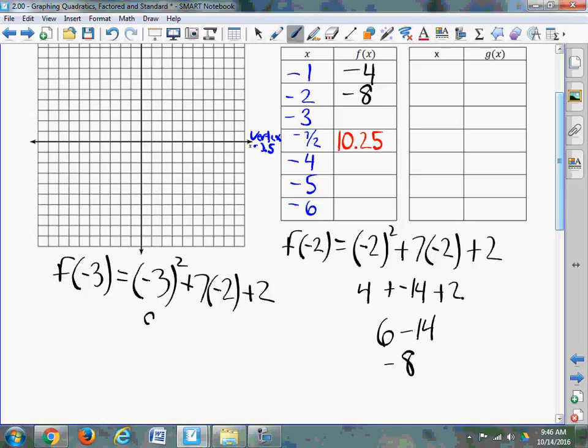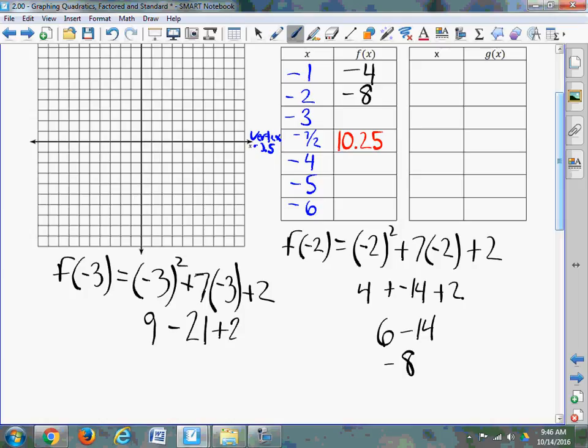-3 times -3 is +9. 7 times -2 is, oops, I wrote a 2. I should have wrote a 3. Sorry about that. You might have caught me doing that before I caught it. So 7 times -3 is -21. Right, and plus 2.